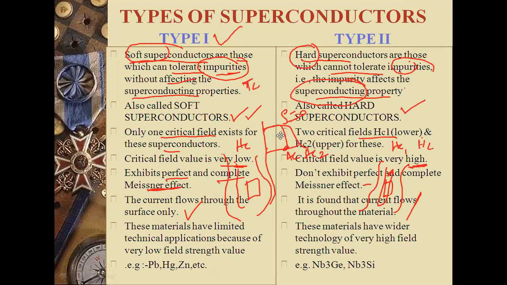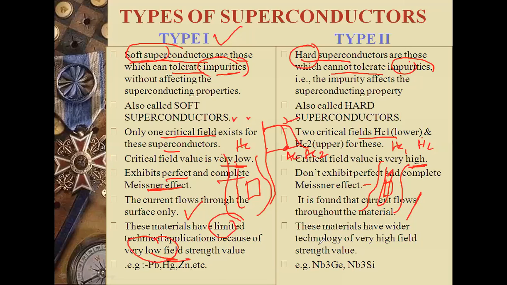So these materials have limited technical applications because of the very low field. The applications are very limited only because of the very low fields. And these materials have wider technology applications. Here there are a lot of applications because here we use composite material, with very high field, so we can use it in a lot of applications.